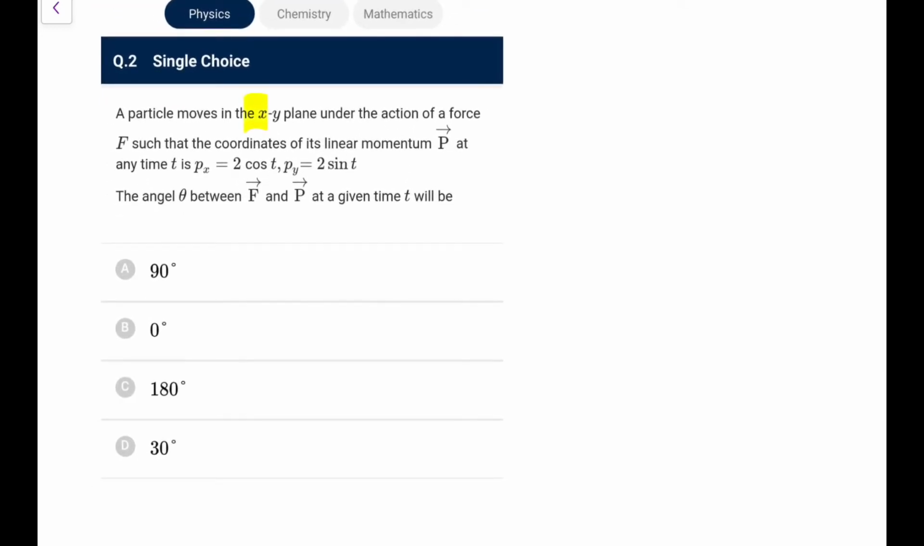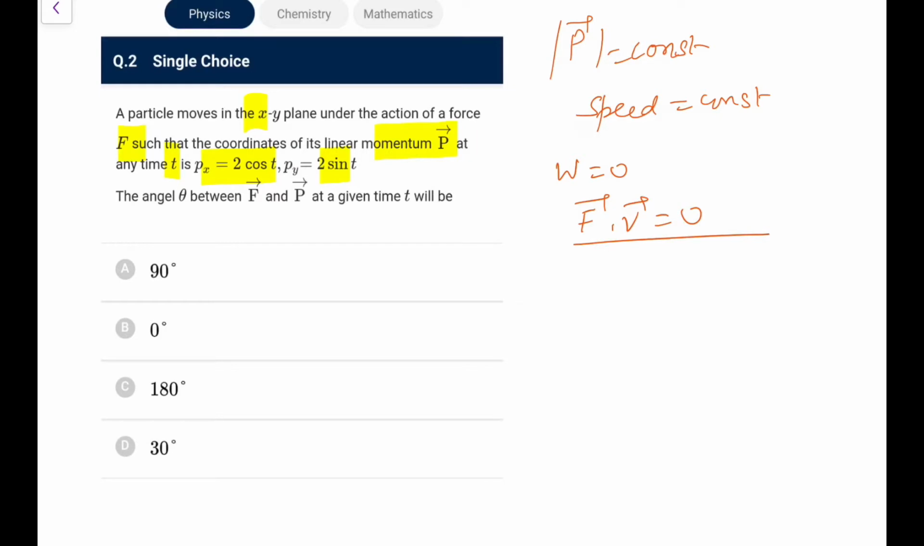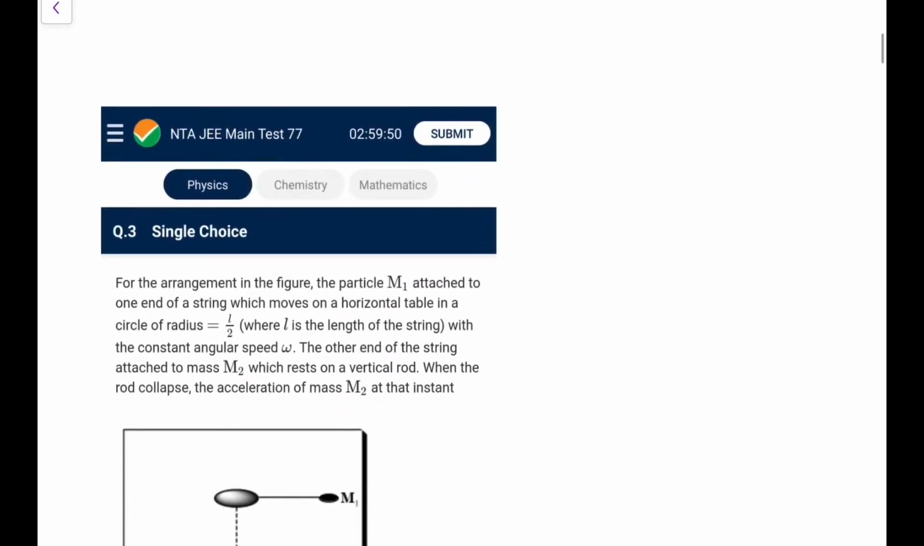Now a particle moves in the xy plane under the action of a force F such that the coordinates of its linear momentum at time t are given. From px and py, you can directly make out that the magnitude of p is constant, so the speed is constant. Therefore work done will be 0, or you can directly say F dot v is 0, so F dot p is 0, meaning the angle is 90 degrees, because with 2 cos t and 2 sin t the magnitude is always 2.